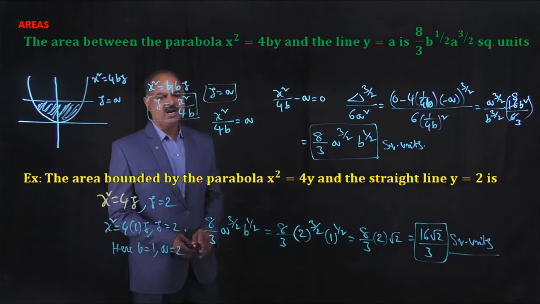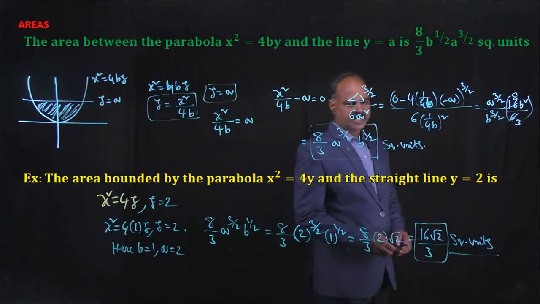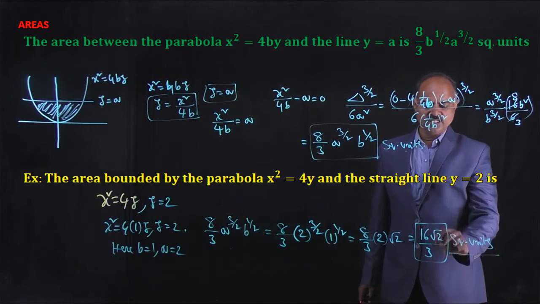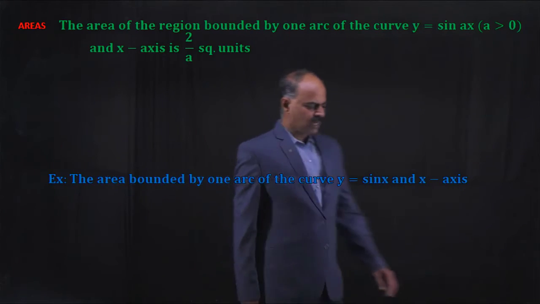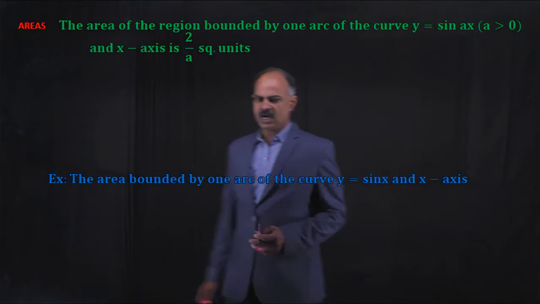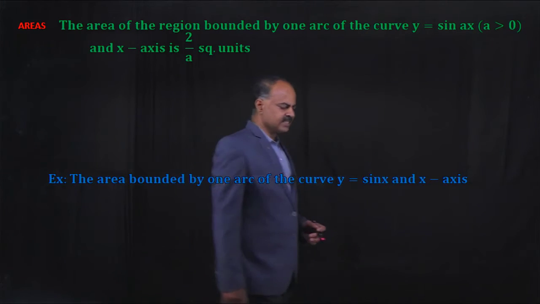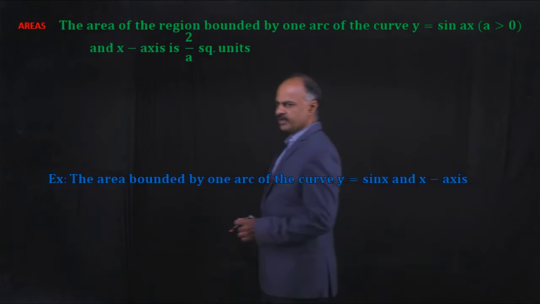Therefore, the area bounded by the parabola x square equal to 4y and the straight line y is equal to 2 is 16 root 2 by 3 square units. Next formula: the area of the region bounded by one arc of the curve y equal to sin ax, a greater than 0, and the x-axis is 2 by a square units.